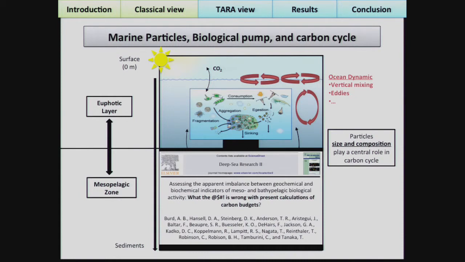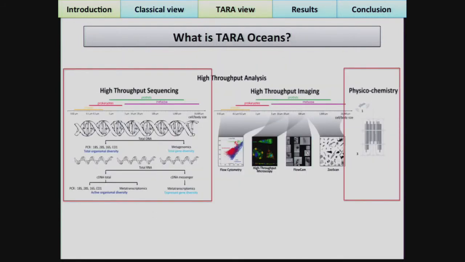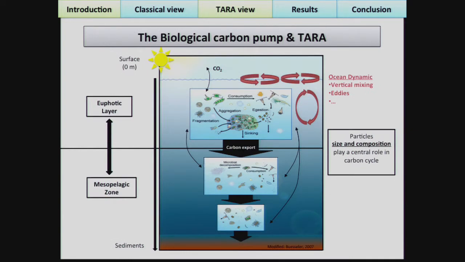So when you calculate carbon budgets, whatever is sinking doesn't match whatever is needed in the deep ocean. And that's a big black box for now. So what we've been trying to do with Tara is to use the omics with the classical biogeochemistry view of the ocean and to put that into the context of the biological pump.